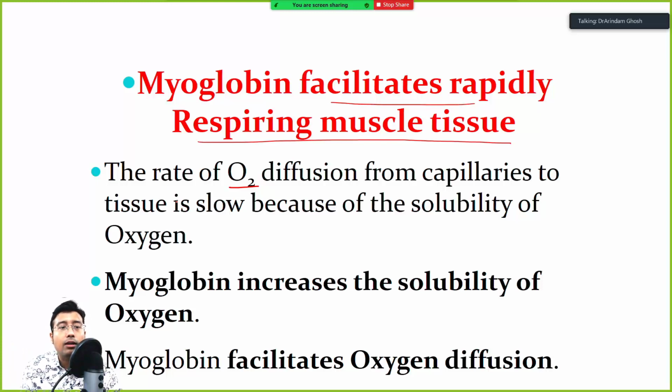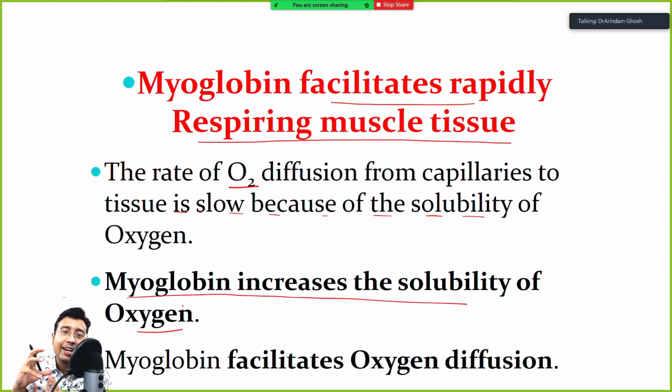Similarly, because of low solubility, myoglobin increases the solubility of oxygen. How does it increase the solubility of oxygen? Basically, it forms MbO2, or it combines with oxygen and it remains in the cytosol. So instead of oxygen being dissolved, it now combines with myoglobin and remains in the cytosol anyway. So myoglobin facilitates oxygen diffusion.